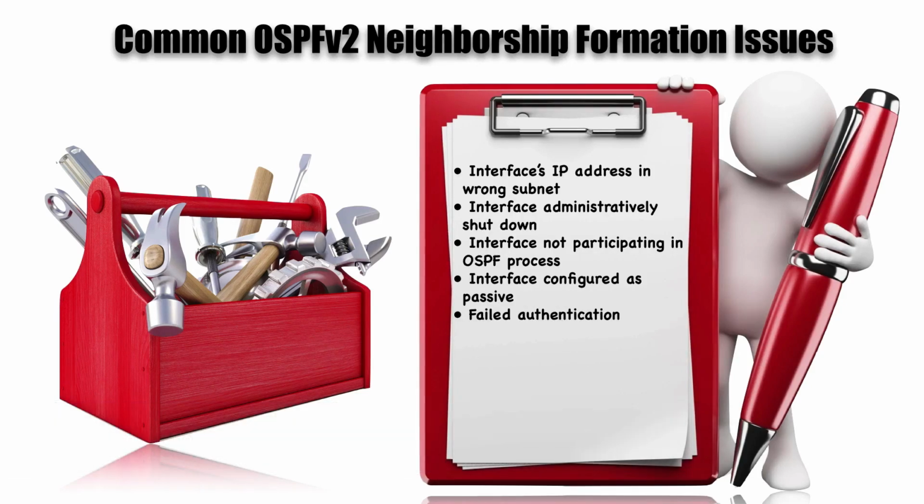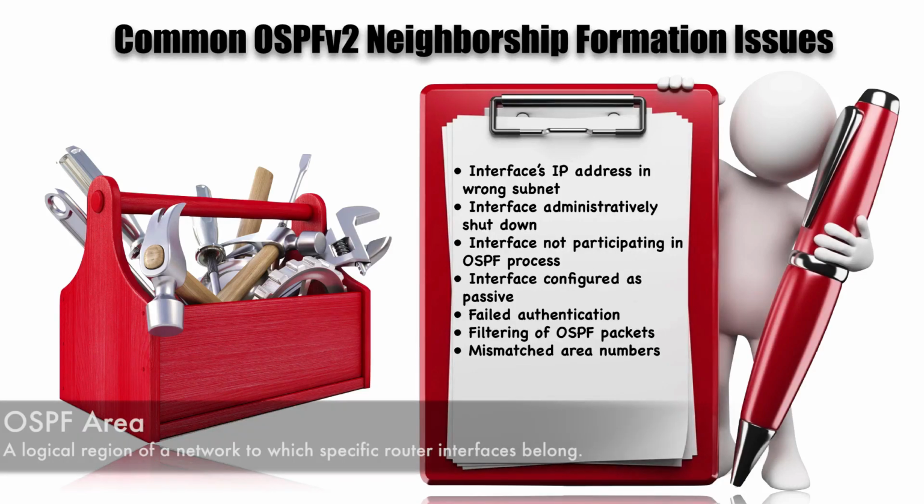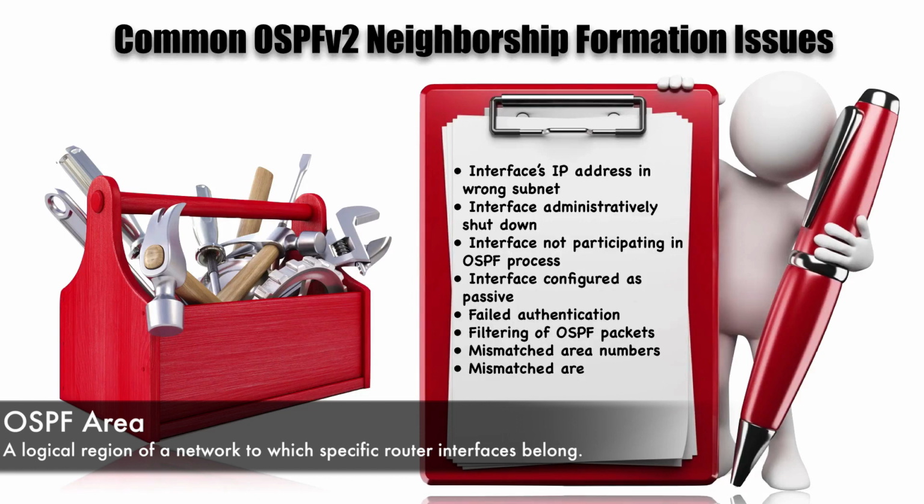If we have authentication configured, the authentication credentials have to match between our neighbors, and we could be filtering OSPF packets. Just like we talked about filtering EIGRP packets with some sort of an access control list, we might have an ACL in place that's filtering OSPF packets. If we have different area numbers on each end of a link, a neighborship is not going to form over that link. We need to make sure that the area numbers match.